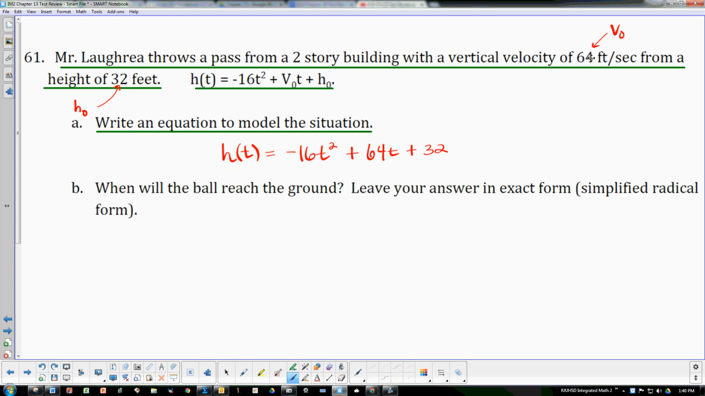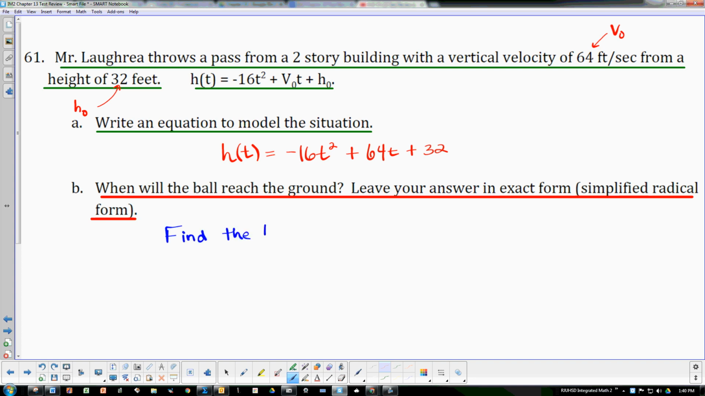All right. Now, they're asking us another question here. They're asking us, when will the ball reach the ground? Leave your answer in exact form. And that means simplified radical form. Okay, so we're going to try to find the time t when the height, or h at t, is equal to 0, because when it's on the ground, that means the height is equal to 0. So this is when it's on the ground.